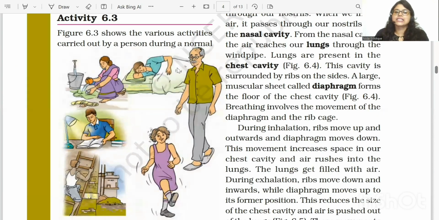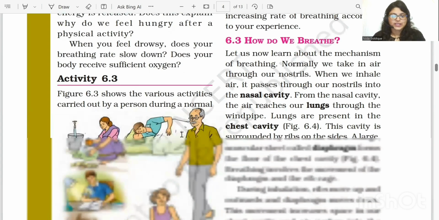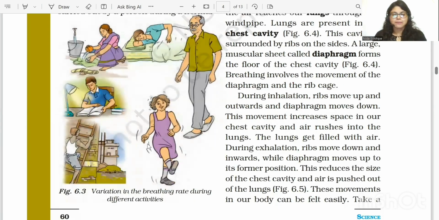Let's look at activity 6.3. In figure 6.3, there are various activities that are being carried out by a person during a normal day. Can you say in which activity the rate of breathing will be slowest and in which it will be fastest? Assign numbers to the pictures in order of increasing rate of breathing according to your experience. So this is very interesting. So we are having some pictures over here.